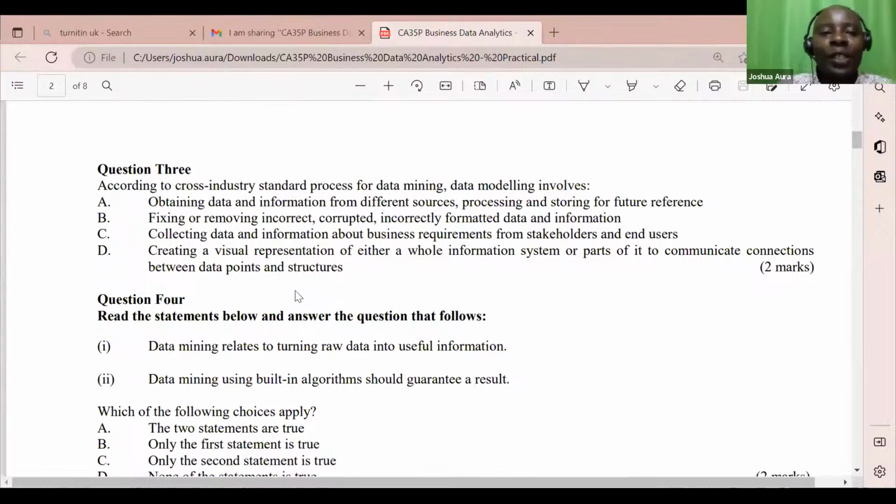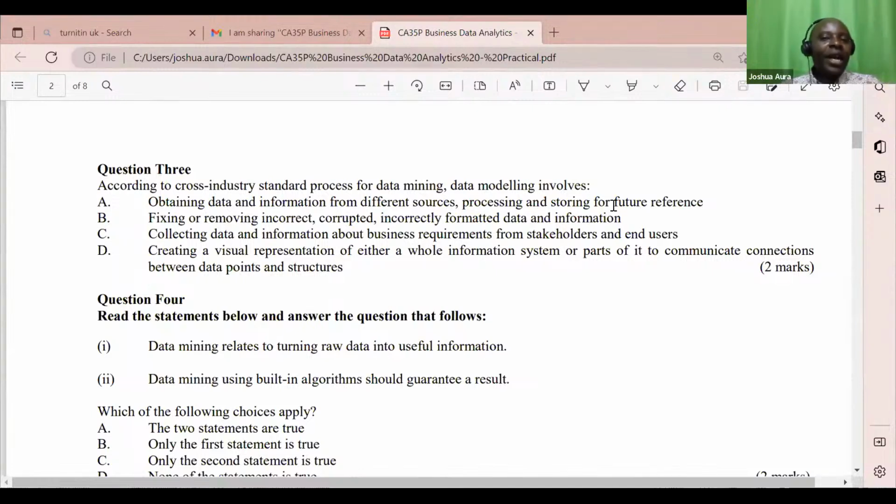Now, B is out of this because B is part of preparation. It's part of what we call data cleaning: fixing or removing incorrect, corrupted, or incorrectly formatted data and information. That is data cleaning, right? It can't be modeling. So we still have one more minute. A, obtaining data and information from different sources, processing and storing for future reference.